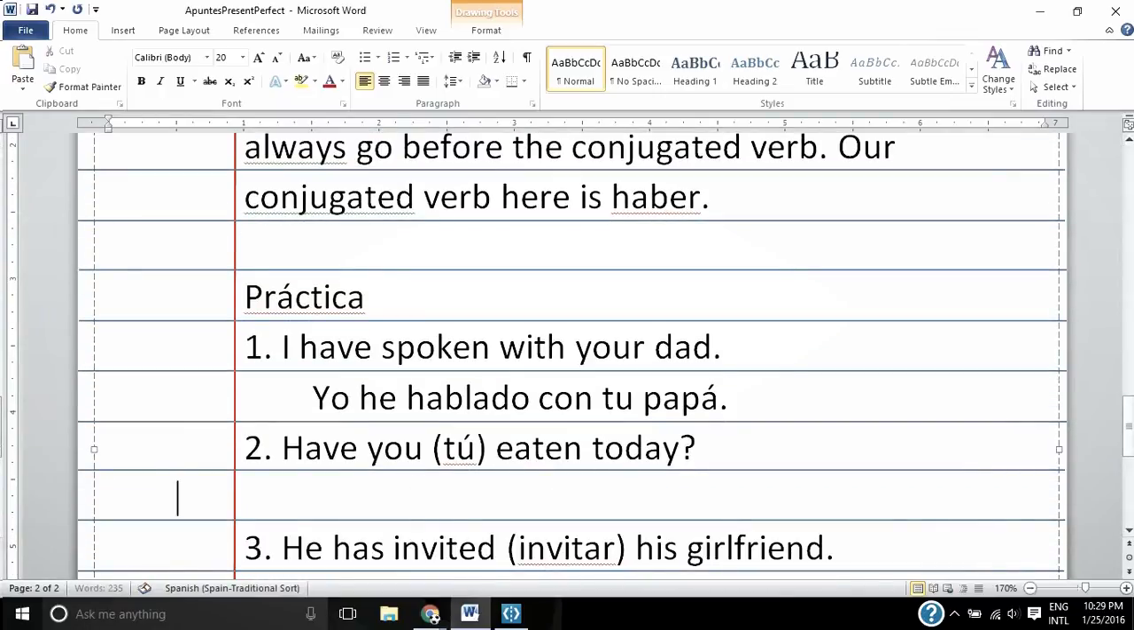Have you eaten today? So first, since it's a question mark, don't forget your upside down question mark. Then we want our form of haber, then our ado or ido. So the form of haber for tú is has. To eat is comer. And we want to change it to the past participle, so we drop the er and add ido. And if you want, you can add tú here. You really don't need to. And then all you got to write is hoy for today.